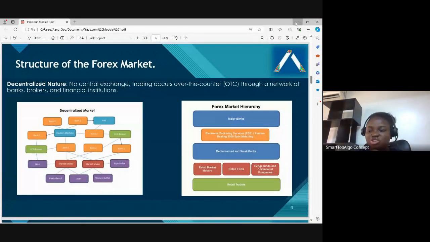So let's go to the structure of the Forex market. Now, remember when we started about the Forex market, I mentioned that the Forex market is a decentralized market. Now, if you look at this chart, you will see that it has different channels.